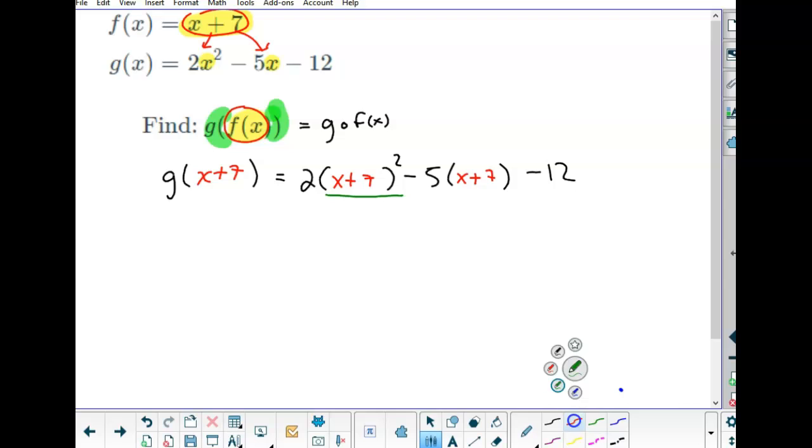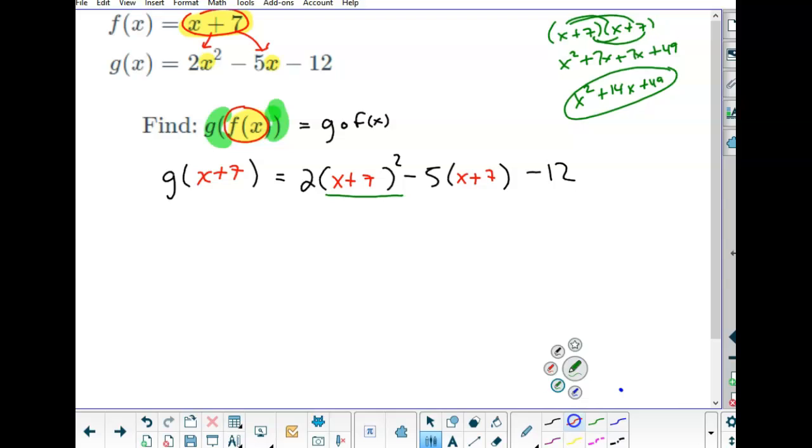So what do we do? Well, we have to follow order of operations. I have to deal with the squared first. So I'm going to think of this as side work, and I might come over here and say, at some point, I've got to do x plus 7 times x plus 7. So you can FOIL, you can do the area model, however you want to do it. But when you distribute that, you get x squared plus 14x plus 49. And that's going to go in this spot right here. It's going to replace the x plus 7 squared.